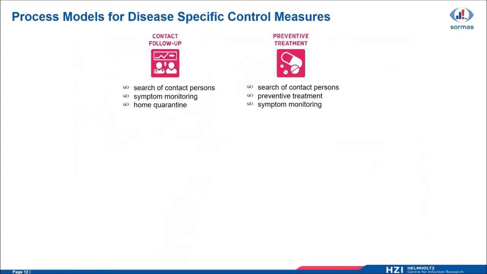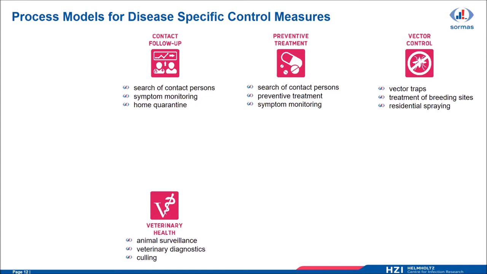For SORMAS, the different process models are defined by disease-specific control measures. So for contact follow-up, you look at searching of contact persons, monitoring of their symptoms, and quarantine at home. And for preventive treatment, you have also searching of contact persons, preventive treatment, and symptoms monitoring. We also have a component for vector control within SORMAS. And then you have a component for veterinary health, which we do for animal surveillance. So I think it's part of what you call the One Health surveillance or One Health methodology that's been used, combining animal health, veterinary health, and environmental.